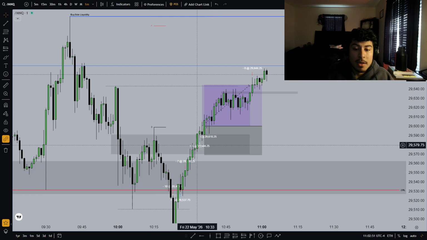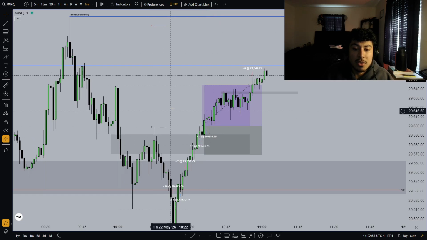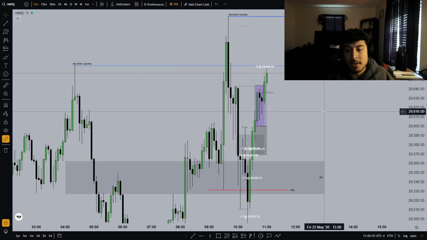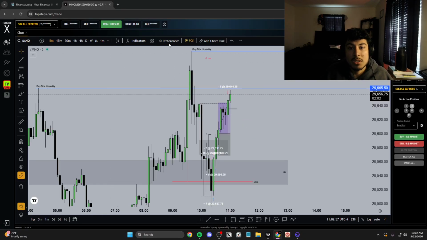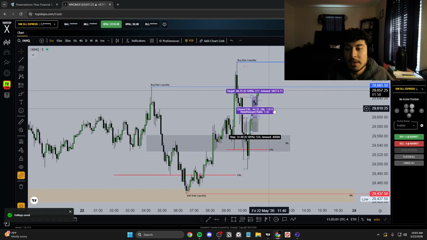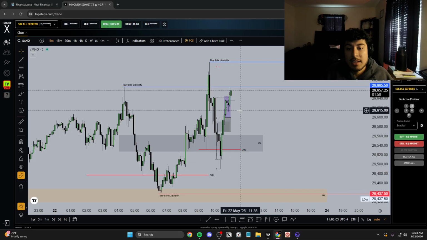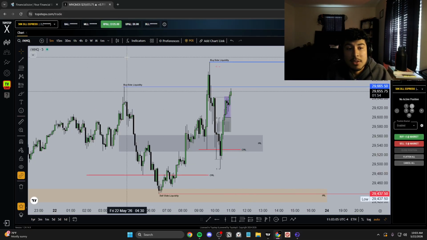And then we took this one, and then we added more. So we waited for the 5 minutes to get inversed, and this is where the system was presented. So let's go over this trade real quick. Again, final target is all the way up here, but I don't have the mental capital to hold it, and I got other stuff to do throughout the day.